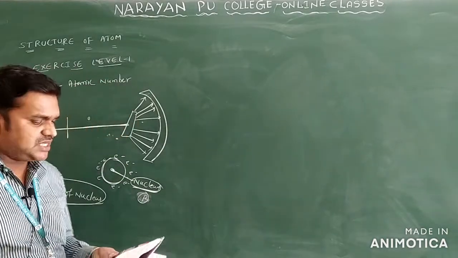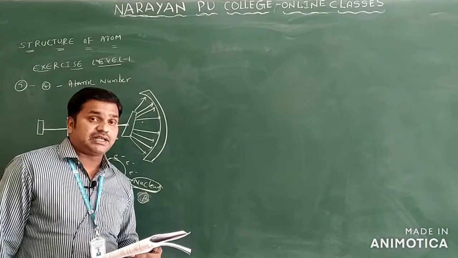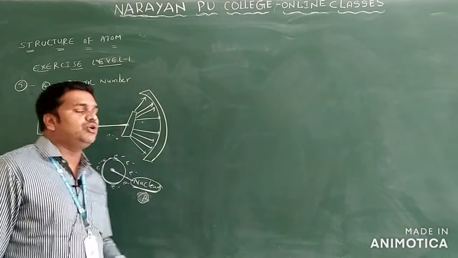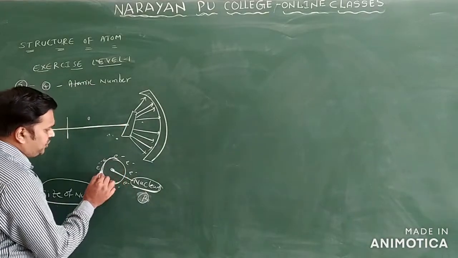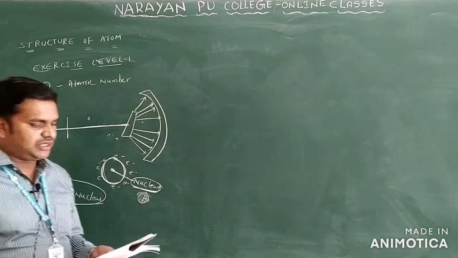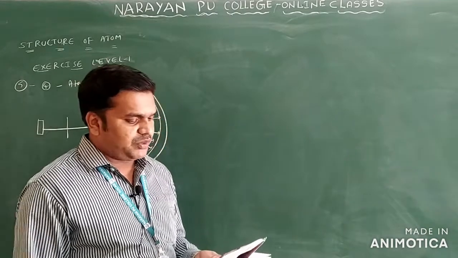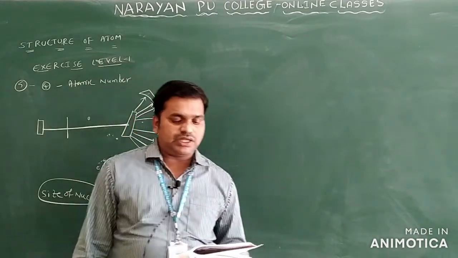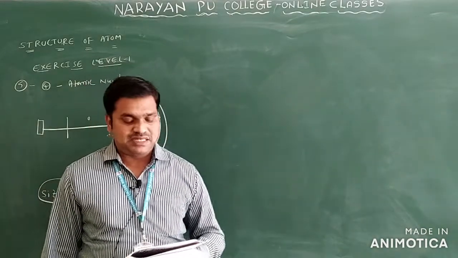So what answer can you take for this question number 7? Electrons occupy the space around the nucleus only. These are the electron positions. They occupy the space around the nucleus. So what answer will you take here? Electrons occupy the space around the nucleus only. So this is question number 7.